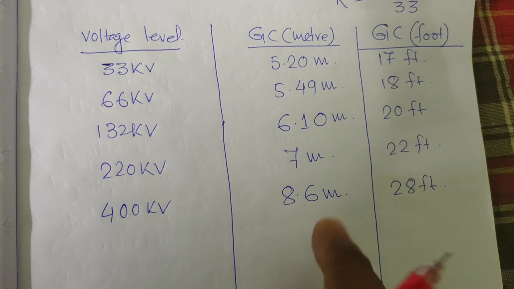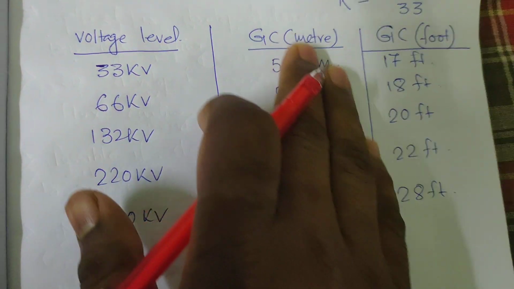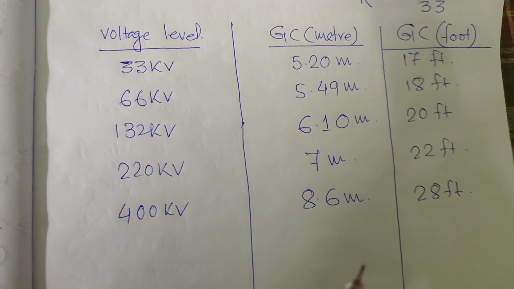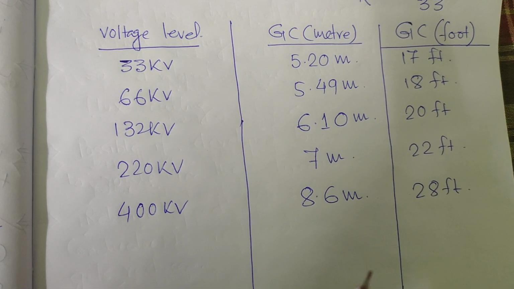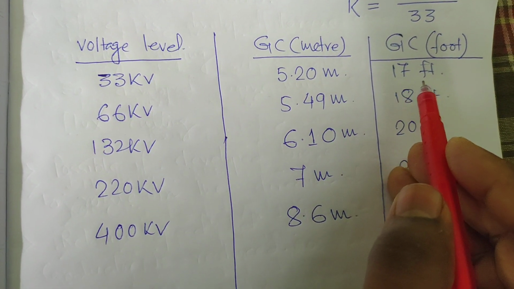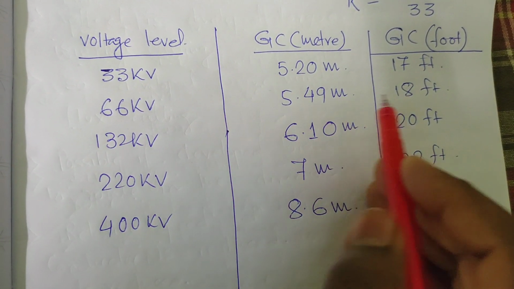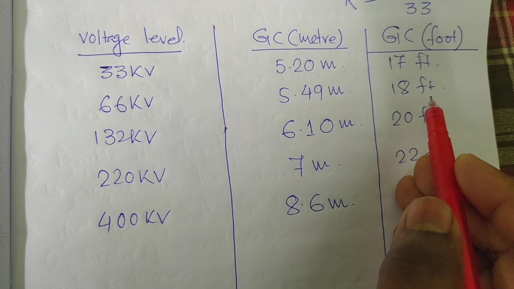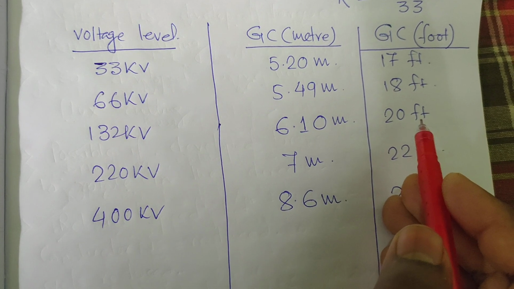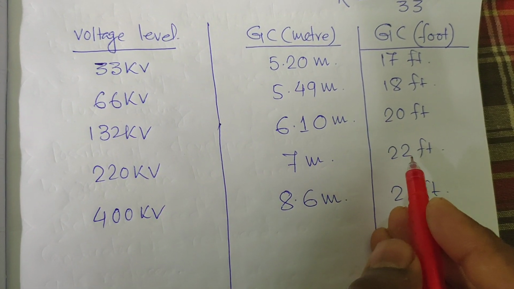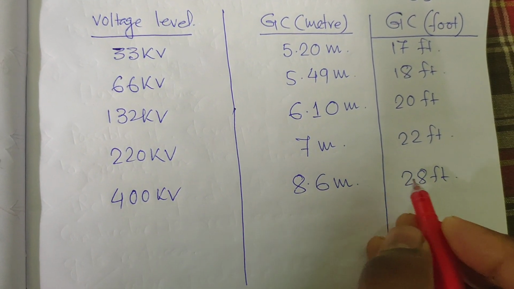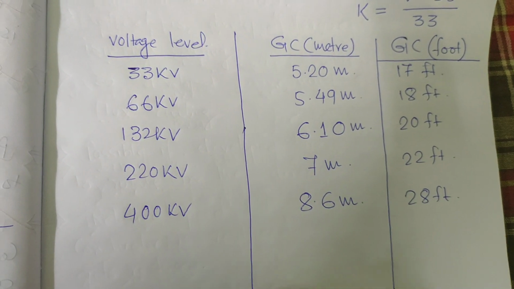I have just given the information today, this is for the minimum clearance you should maintain as per the IE rules. So 33 kV line in feet, 17 feet should be the clearance, 66 kV line 18 feet should be the clearance, ground clearance, 132 kV line 20 feet minimum ground clearance, 220 kV line 22 feet minimum ground clearance, 400 kV line 28 feet minimum ground clearance.